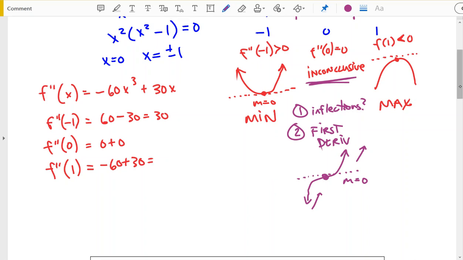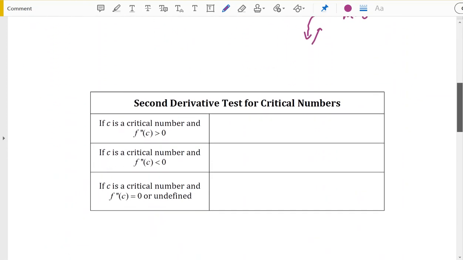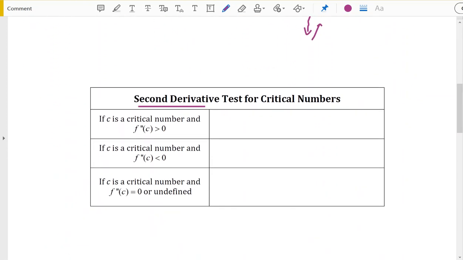So what conclusions can we draw from this? Well, it is possible for us to apply the second derivative to critical numbers in order to determine whether or not there are values that are minimums or maximums. So we see that if c is a critical number and the second derivative is greater than 0, then that means the graph must be concave up. And the only way for that to be true, a slope of 0 and concave up, is if c is a minimum for the graph.